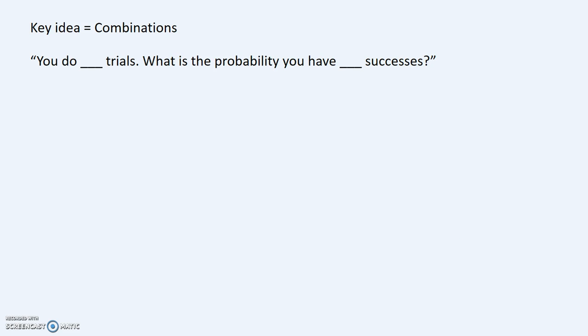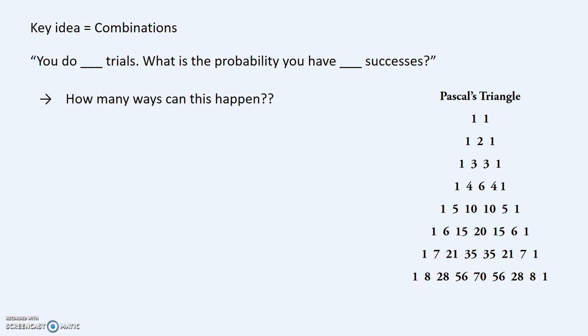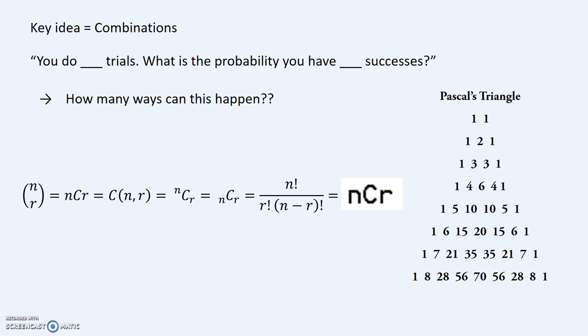Most of the questions are set up like this. You do so many trials. What is the probability you have so many successes? They'll tell you what the probability is for one trial, but you've got to translate that into a number of repeated trials. What's going to happen? What you've got to ask yourself is how many ways could this success happen? And that's where we use a thing called Pascal's triangle, or we use combinations.